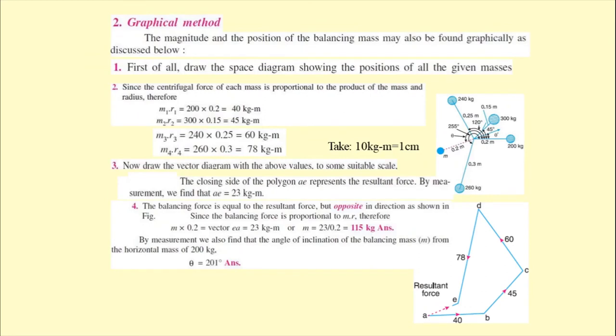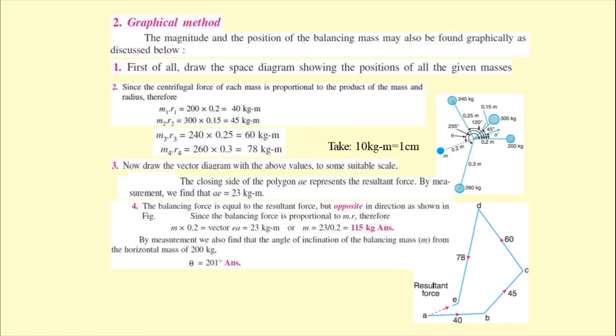Then, because we are using the graphical method, we have to construct the vector diagram. In the vector diagram, using a suitable scale, taking 10 kg meter equal to 1 centimeter or 10 millimeter, we construct the diagram. From A to B we have 40 kg meter, so we take 4 centimeter. Then from B to C, it has an inclination angle of 45 degrees and the length should be 45 millimeter or 4.5 centimeter.